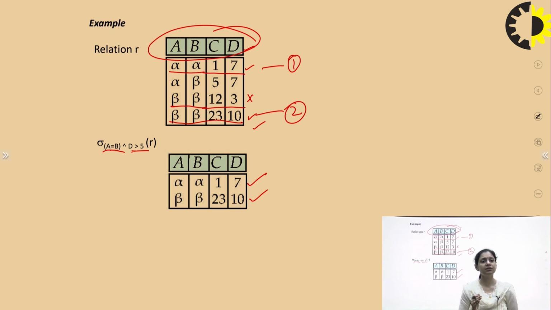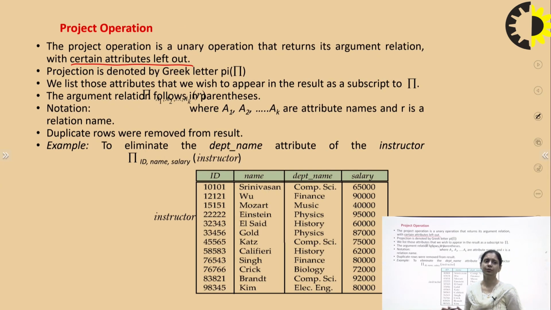But if you want selected attributes, where some of the attributes are left out and some are considered, in that case we use a project operation. The project operation is basically to identify the attributes wherein you are considering some of the attributes and leaving out some of the attributes that are not required. This projection operation is denoted by the symbol pi.